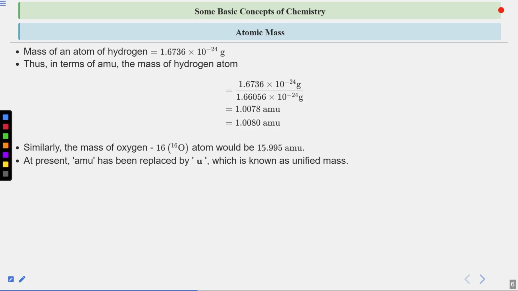But in recent times, this AMU is being replaced by u, which simply means unified mass. So we have dropped the atomic mass unit. Its value is the same; only the way of writing has changed, to a small u rather than AMU.